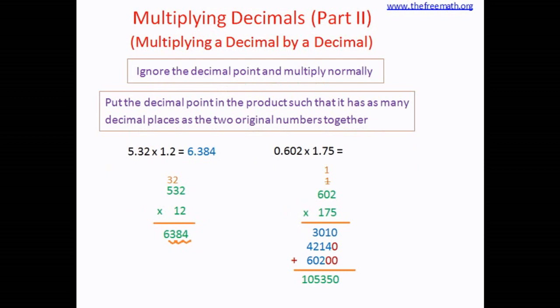Now let's write the decimal point in the product. The first number that we multiplied has 3 decimal places. The second one has 2 decimal places. So our answer should have 5 decimal places. Let's start from the right and hop over 5 digits. So we cross 0, 5, 3, 5 and 0 and write the decimal point. So the answer is 1.05350.